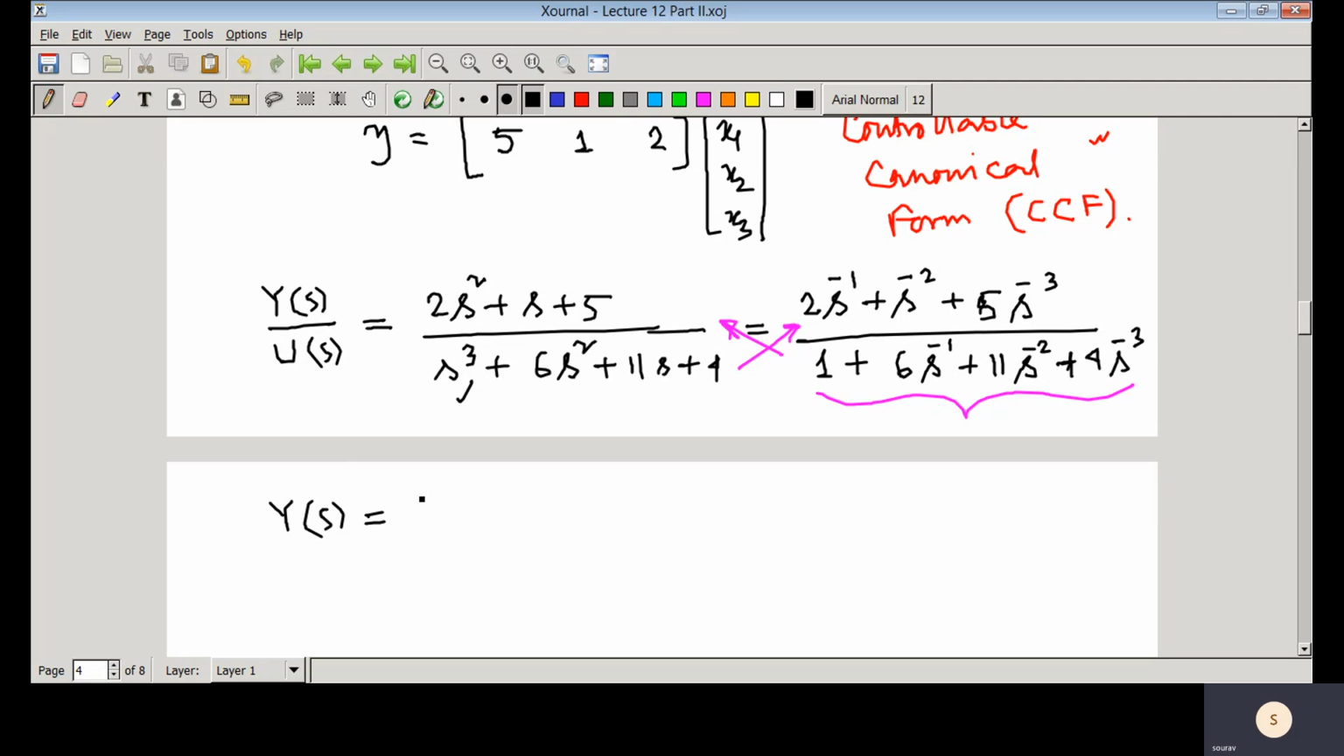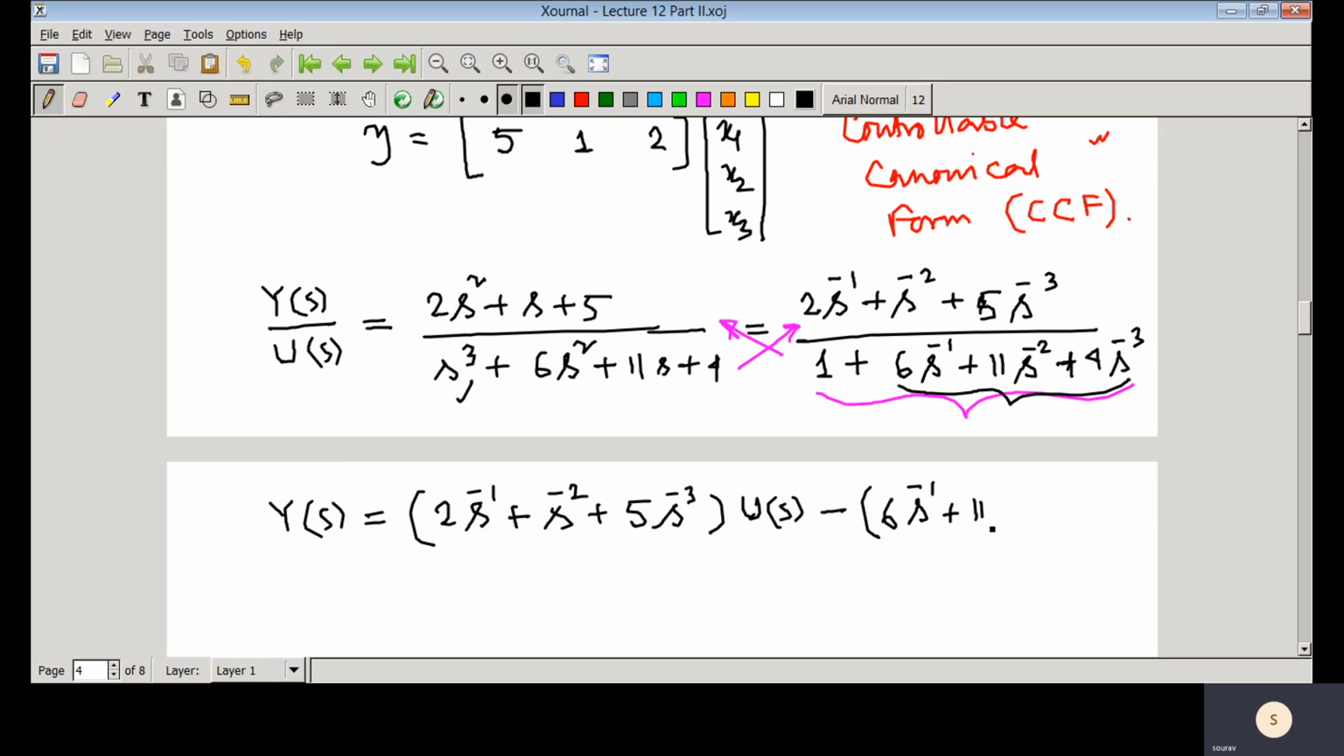Us, so that is 2 s to the power minus 1 plus s to the power minus 2 plus 5 s to the power minus 3 into Us, minus the rest of the terms, which are 6 s to the power minus 1, 11 s to the power minus 2 plus 4 s to the power minus 3 into Ys.